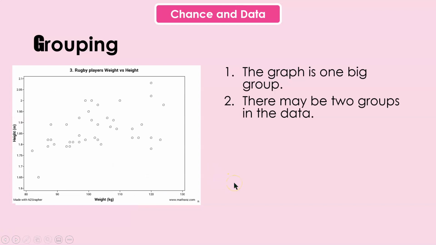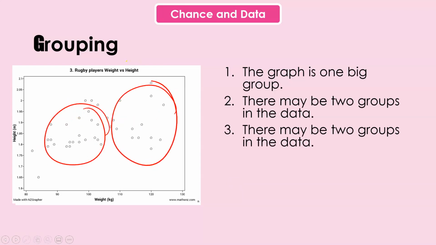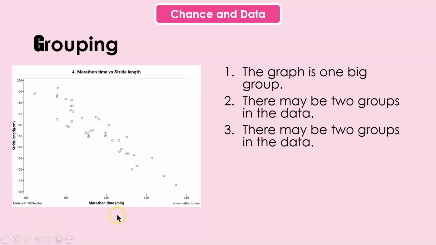So for number 3, the rugby players, it appears to be in 2 groups. That might suggest a difference. So there seems to be a group there and a group here. It may be that that's because there's a difference between forwards and backs. The marathon runners appear to be one long, big group.